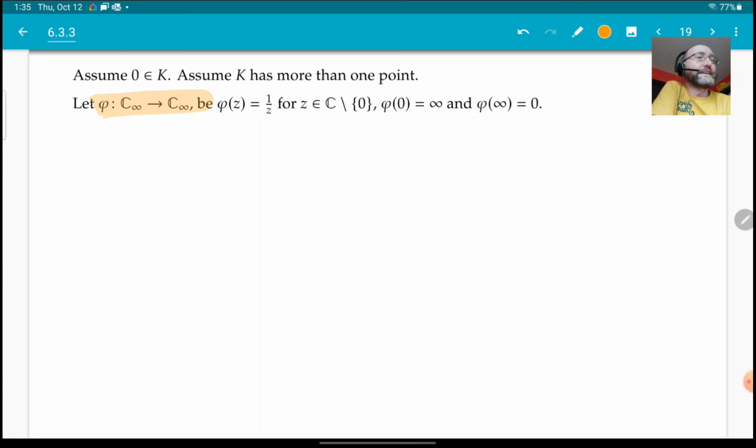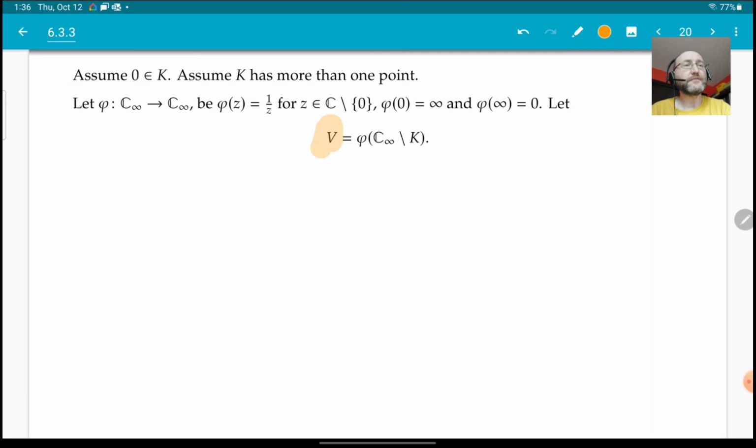Now let phi be this inversion, 1 over z. I mean, I could have just written 1 over z, but it seems to me that it's better to give it a name if we want it to be also defined at 0 and infinity. So this phi is a holomorphic self map. It's this linear fractional map that takes the Riemann sphere to the Riemann sphere and switches 0 and infinity. It's basically 1 over z.